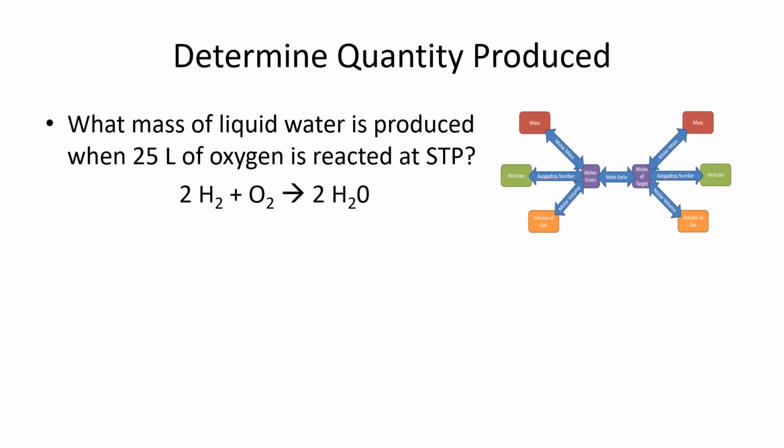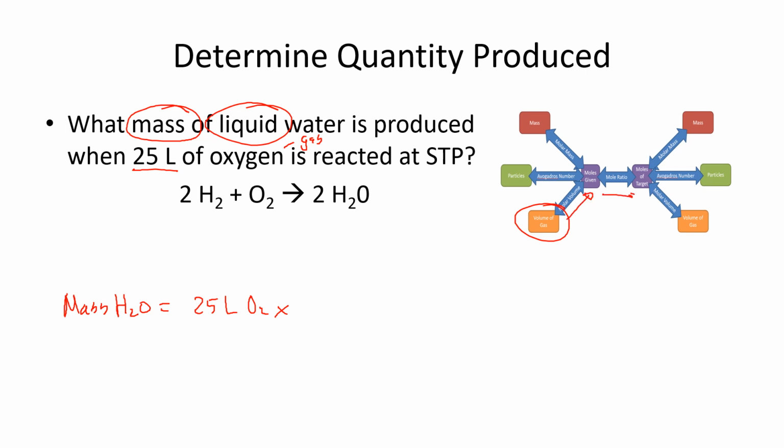Alrighty, so let's try one where there's a little bit more variation. Again, we're looking for a mass of water. This is liquid water. Produced when 25 liters of oxygen is reacted at STP. Now, that's a gas, right? At STP. Okay, so we are looking for mass of H2O, and we are given 25 liters of oxygen gas. So we're starting here with a volume of a gas, and we want to convert into moles, then use the mole ratio, and then convert finally to a mass.